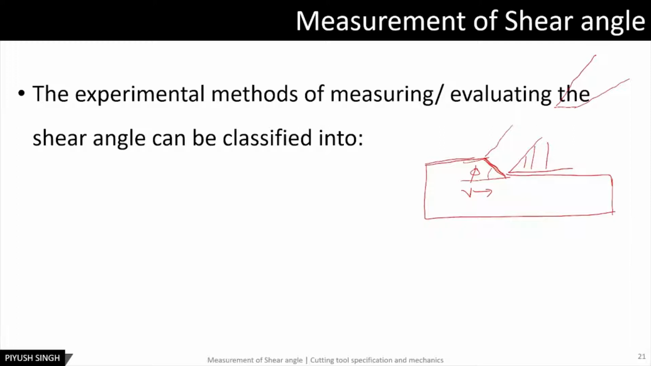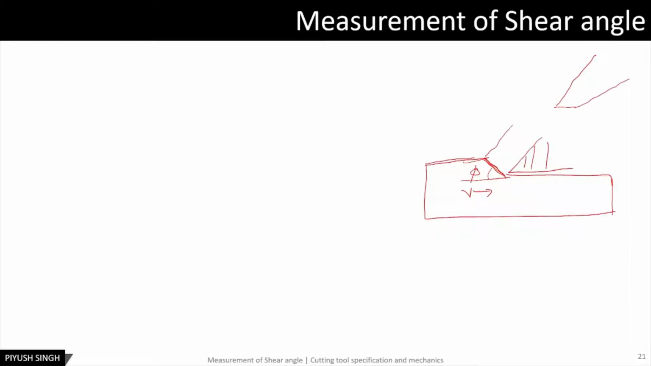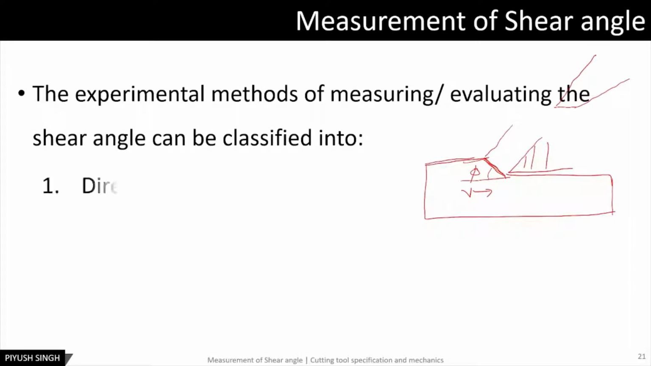Now this angle is very important for analysis of this cutting operation, so we need to measure this angle. We can measure it experimentally by two methods. One is the direct method and the other is the indirect method. So there are two principal methods of measuring it, and we'll discuss them one by one.